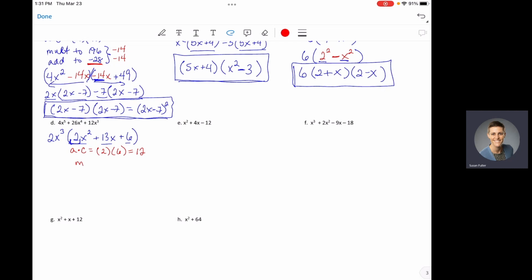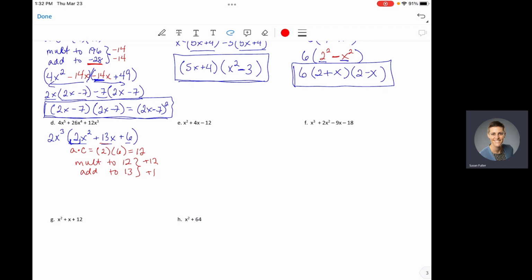So I'm looking for two numbers that multiply to 12, and those same two numbers need to add to my B value here, which is 13. What are two numbers that multiply to 12 and add to 13? Positive 12 and positive 1.